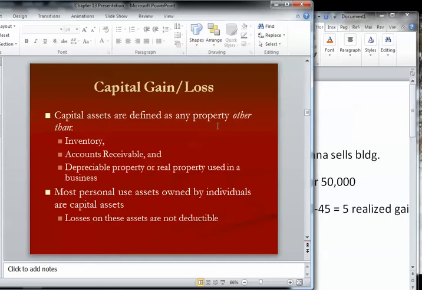Most common capital assets that we see on tax returns would be the buying and selling of stocks that some individual investors do. So we have capital assets. And generally, as long as you see no business purpose for the asset, you should default to the capital treatment.